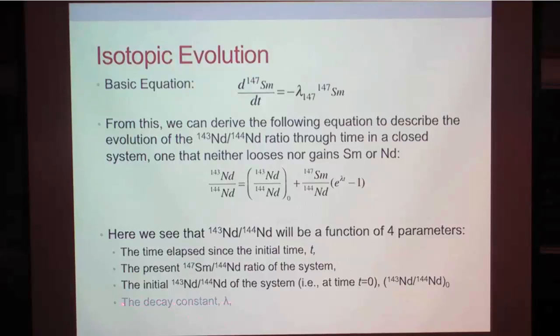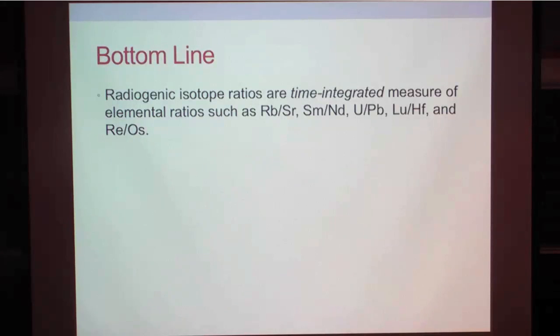Decay constants for most of the systems are quite well known. It is for samarium-neodymium. Not much debate about that. Okay, bottom line, radiogenic isotopes are time-integrated measures of elemental ratios such as rubidium-strontium, samarium-neodymium, uranium-lead, lutetium-hafnium, rhenium-osmium. And these ratios change as a result of processes occurring in the Earth, and the ratios are sensitive to different processes.